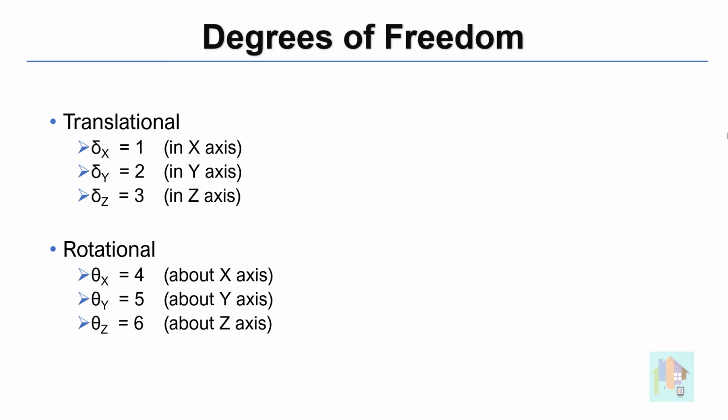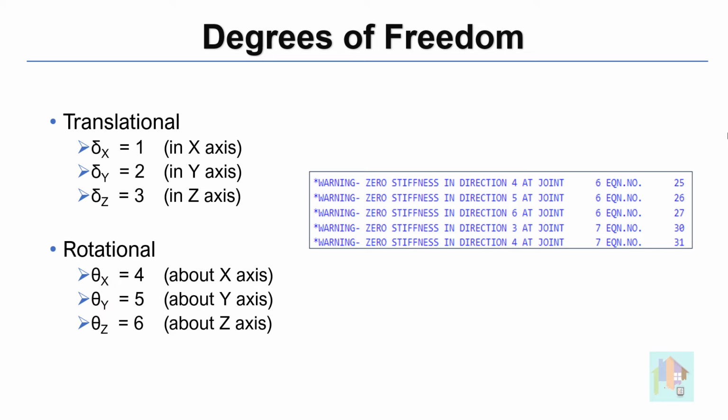Translational displacement in x, y, and z axis are denoted with a number 1, 2, and 3. Similarly, rotational movement about x, y, and z axis, theta x, y, and z components, are denoted with number 4, 5, and 6. In the zero stiffness warning message, the direction number actually refers to a particular degrees of freedom, which you can correlate from here.